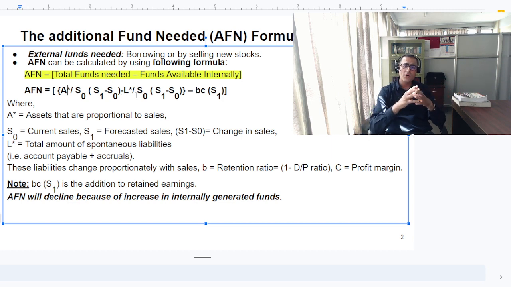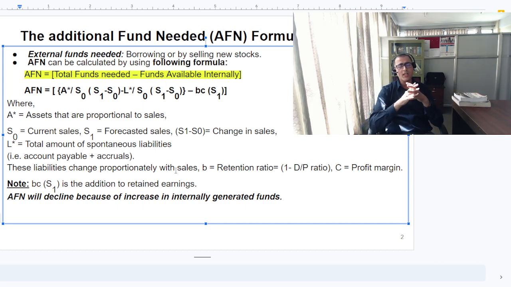L asterisk is all about spontaneous liabilities. All liabilities will not change proportionately, only spontaneous liabilities, which include accounts payable and accruals. And B is called the retention ratio. If we say 20% is the dividend payout ratio, then 80% would be the retention ratio. C is your profit margin ratio. S1 is the expected sales.